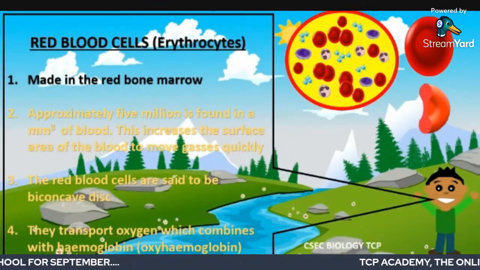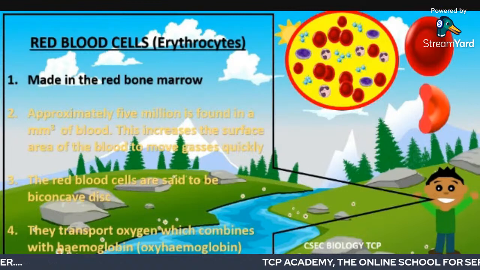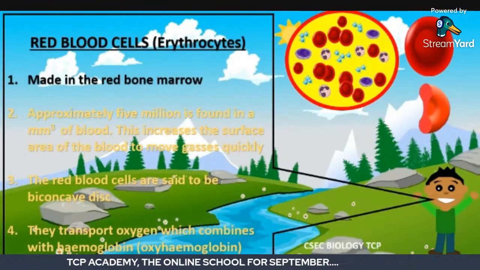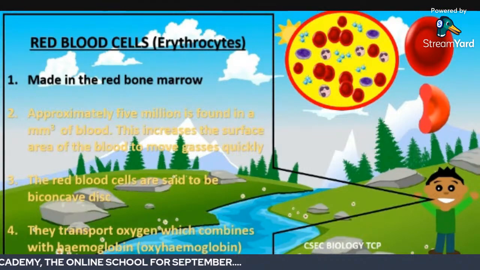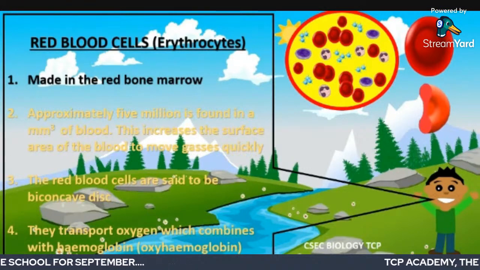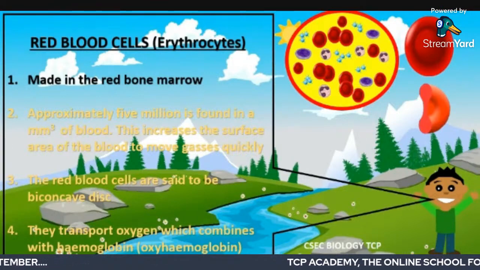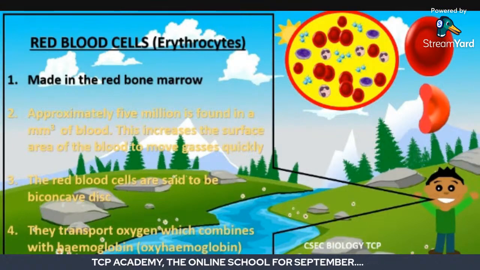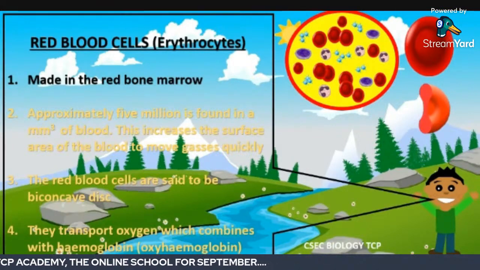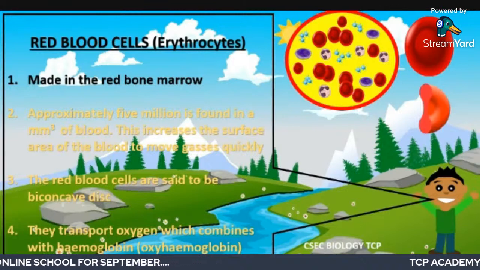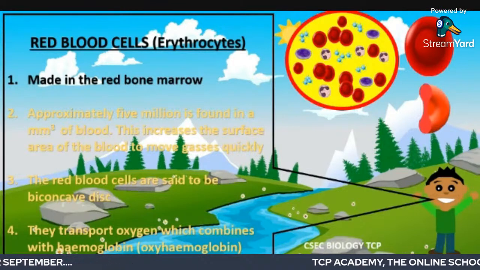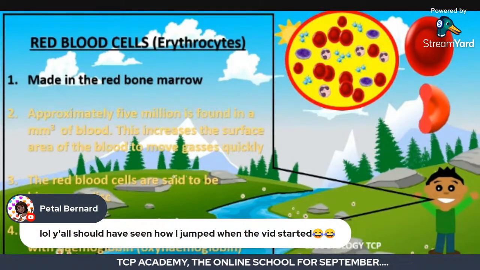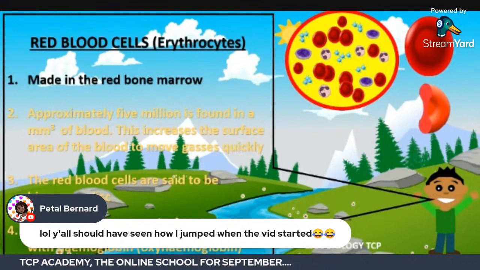Red blood cells are also called erythrocytes. They are made in the red bone marrow. Approximately 5 million are found in a millimeter cube of blood. This increases the surface area of the blood to move gases quickly. Red blood cells are said to be biconcave discs, which means that there is a depression on both sides of the cell, and this increases the rate of diffusion for the blood cell.